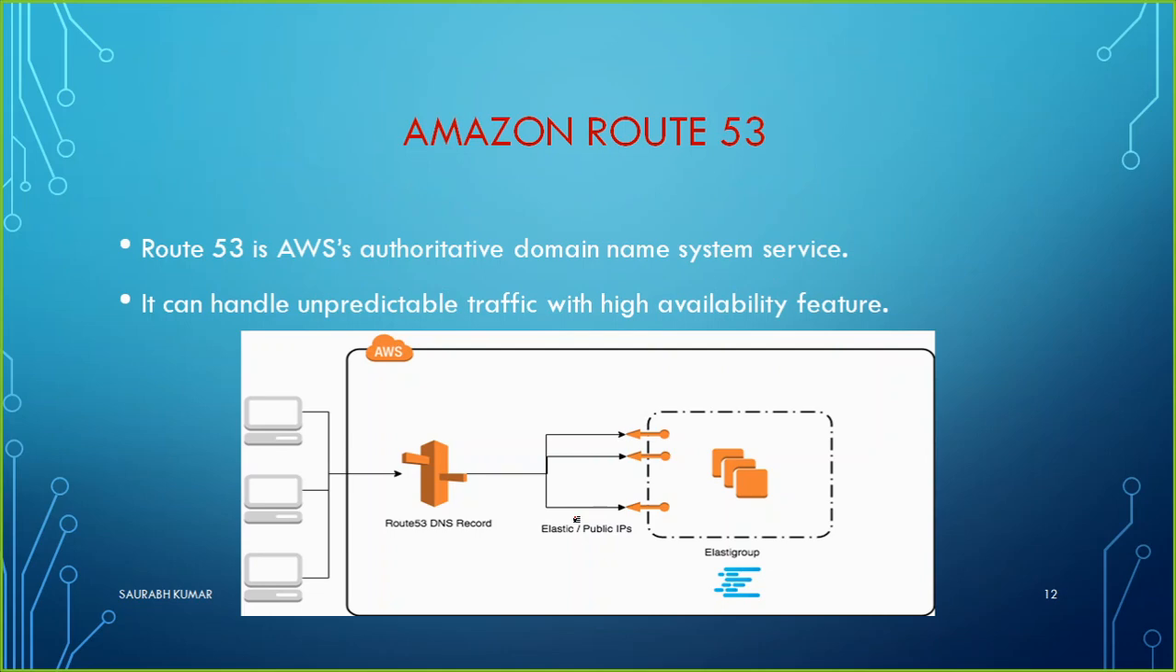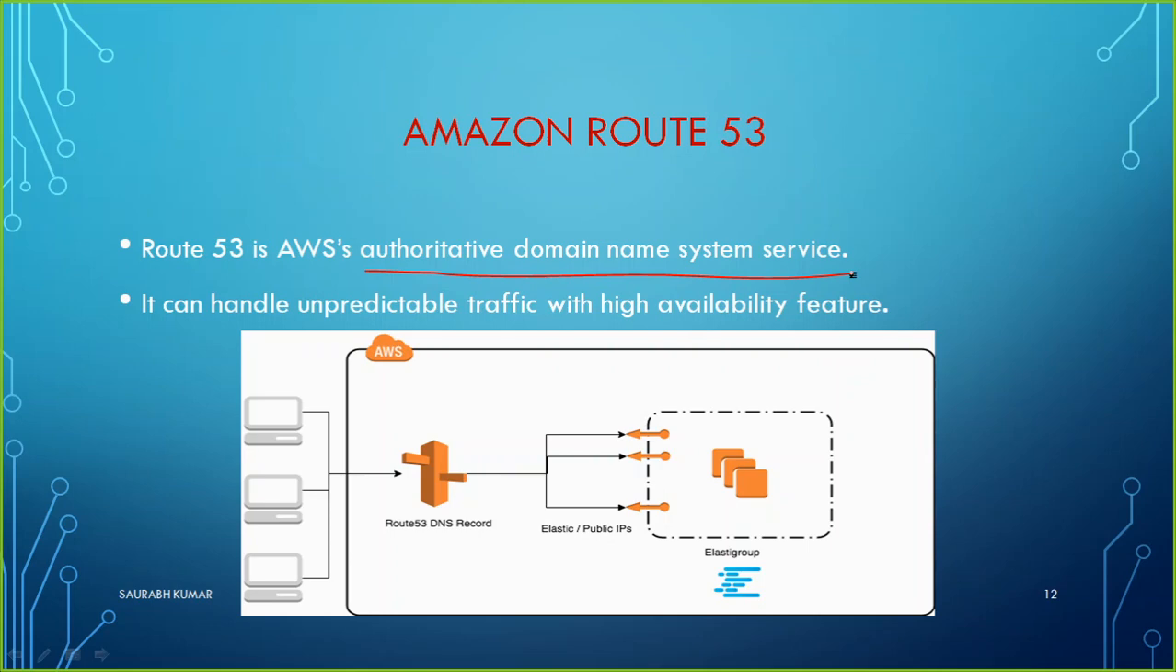So now we can start talking about Route 53. It is nothing else, it is an AWS authoritative DNS actually. Authoritative means it is the one who can resolve the query directly. It doesn't have to take help from anybody else. It can directly help you to resolve the query.